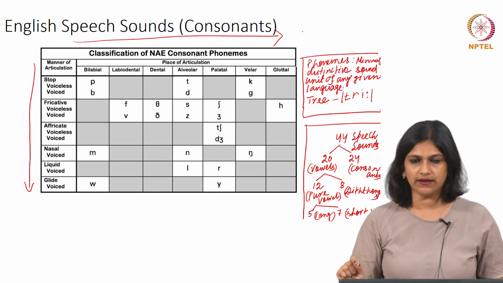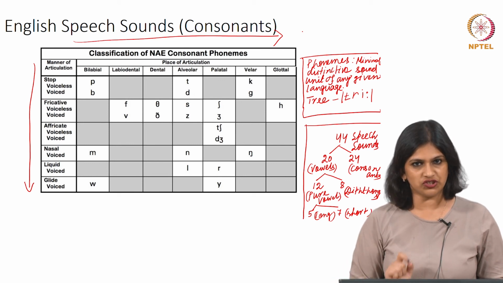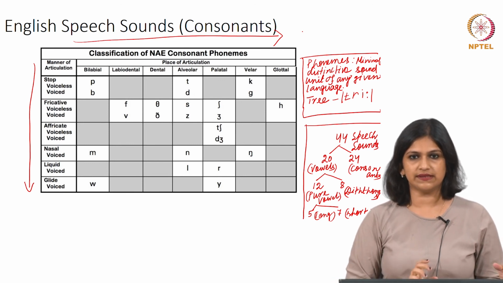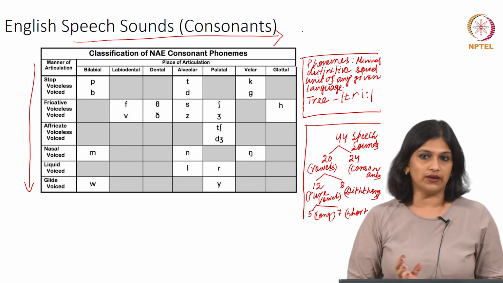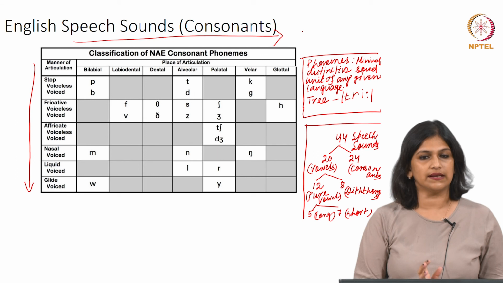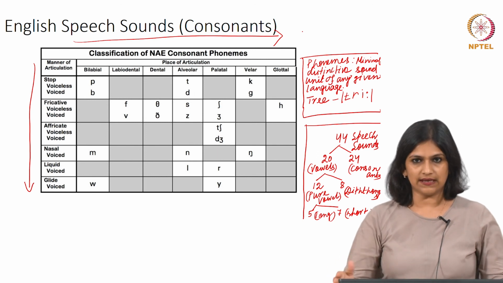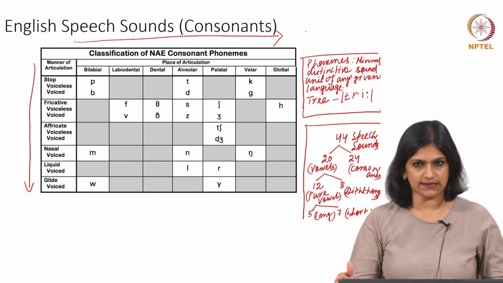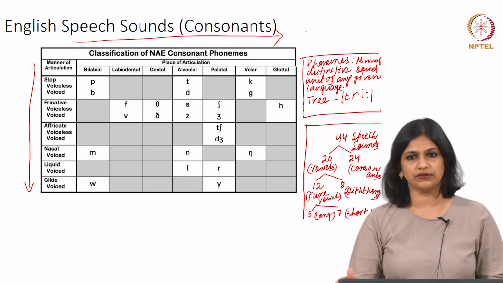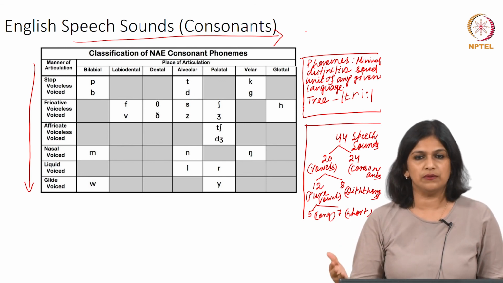In the next session, we have to check each of the sounds, and we will see why we call one bilabial, why we call another labiodental or velar or nasal or whatever, right. Each of the consonant sounds we are going to discuss. Then after that we will move to the vowel sounds in English.